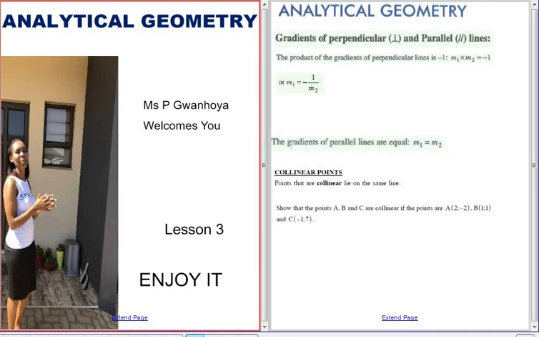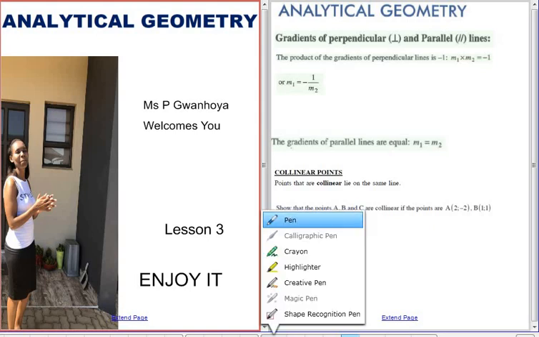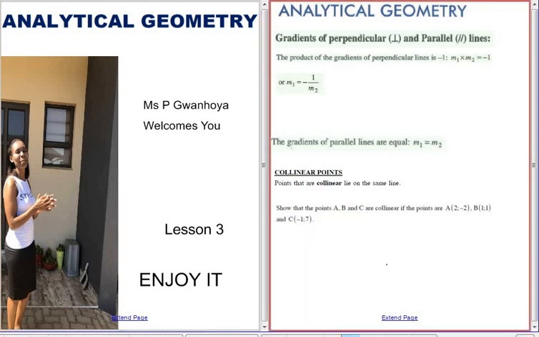We'll just be talking about the gradients of perpendicular and parallel lines here, as well as some collinear points. So firstly, we have to understand what that is first, and then we can see what happens after. Here we have gradients of perpendicular and parallel lines, and the collinear points are down here. So let's first of all get into these relationships fast.